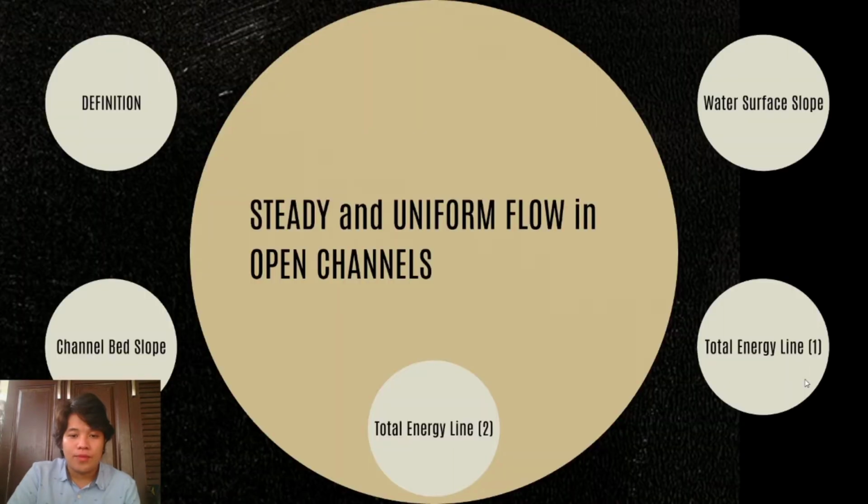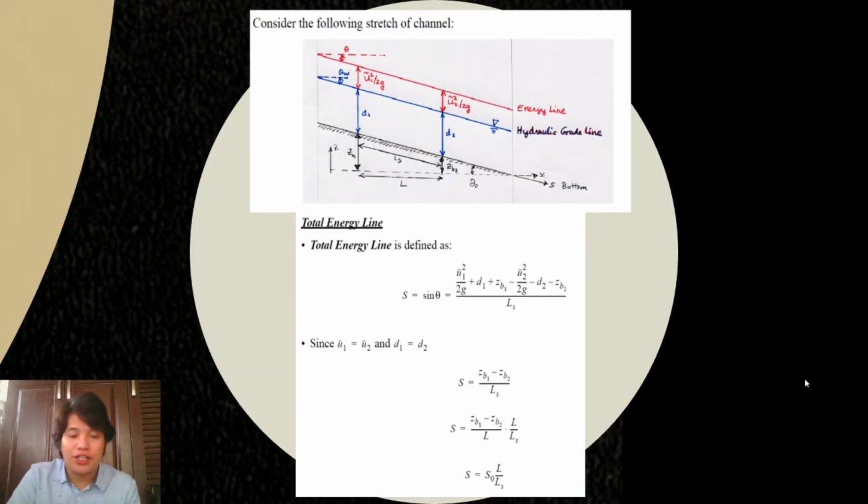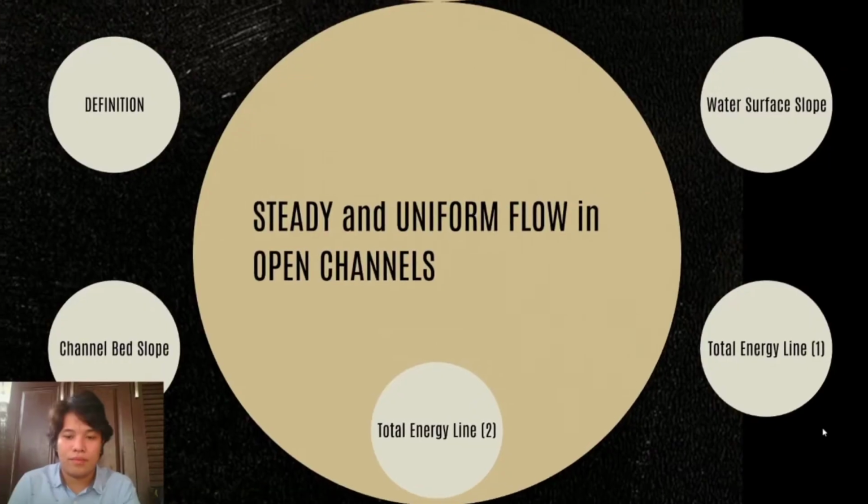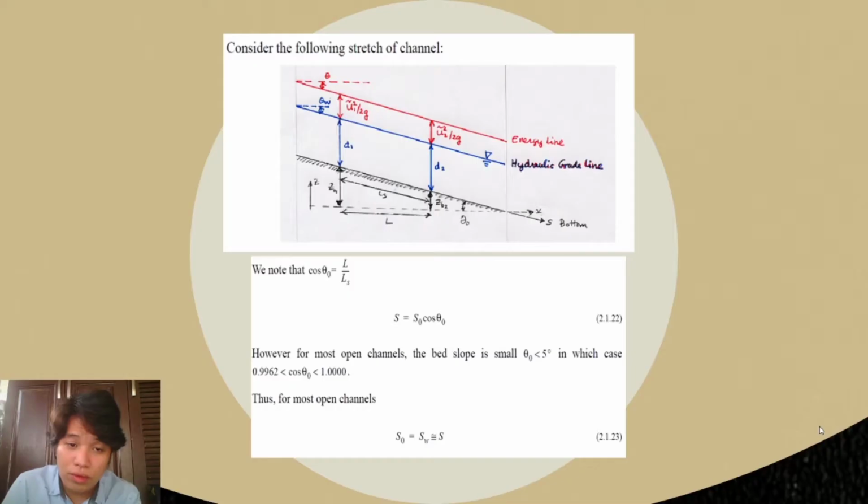Next we go to the total energy grade or total energy line. The total energy line is defined in this form. Next, since we know that cos theta is equal to L over Ls, we conclude that the total slope is equal to the slope from the bottom times the cosine from the bottom. However, most open channel bed slopes are small. So for open channels, S0 is equal to SW equals the total slope.